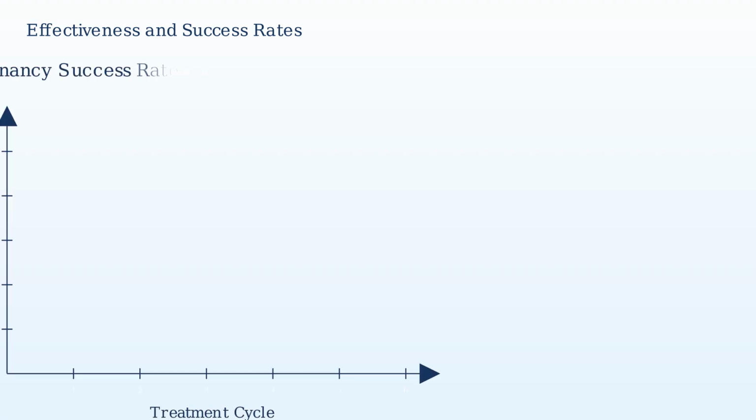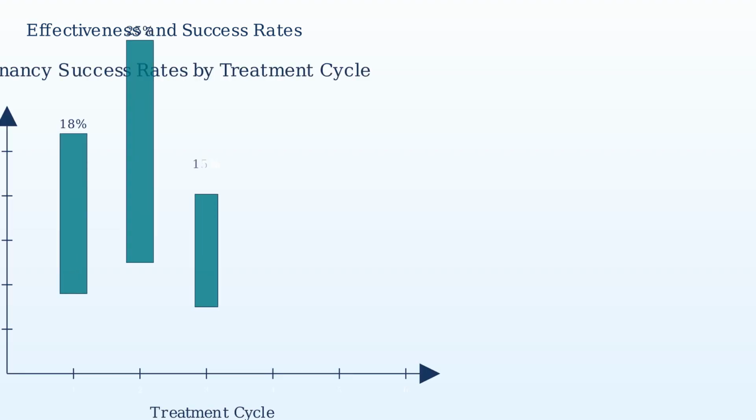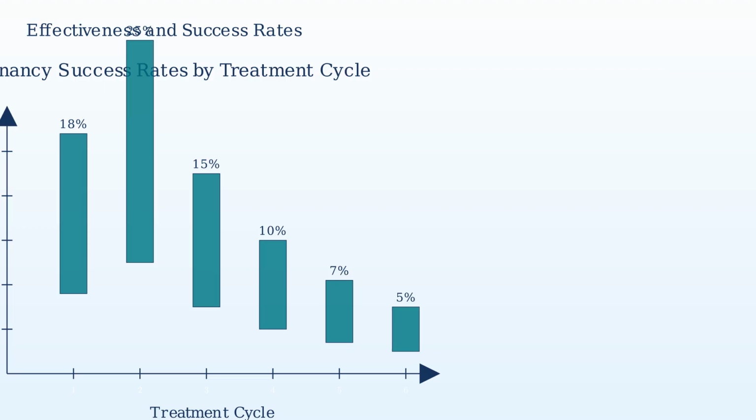The likelihood of success varies by treatment cycle. The second cycle typically shows the highest success rate at around 25%. Success rates tend to decline with each additional cycle beyond the second cycle, with diminishing returns after cycle 4.